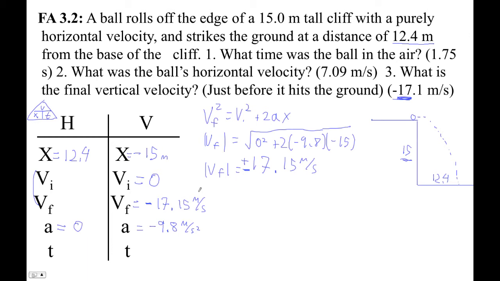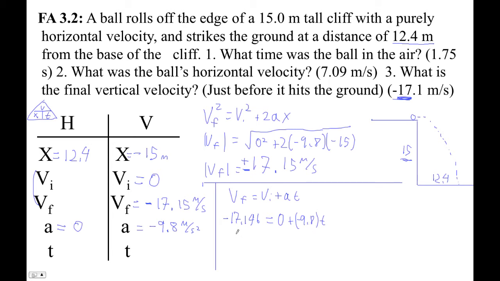Go figure. Now I want to figure out the time it takes to hit the ground. There are lots of things we could do. Since we have the final vertical velocity, we could use Vf is Vi plus At. So negative 17.146. Notice I'm not using the rounded version, I'm going to use the version on my calculator. That equals 0 plus negative 9.8 times t. This works, so divide that by 9.8. I got 1.7496.